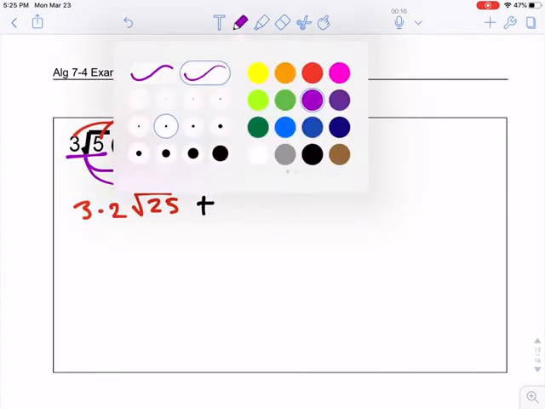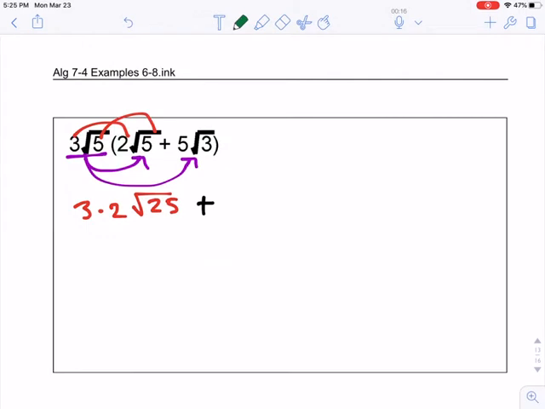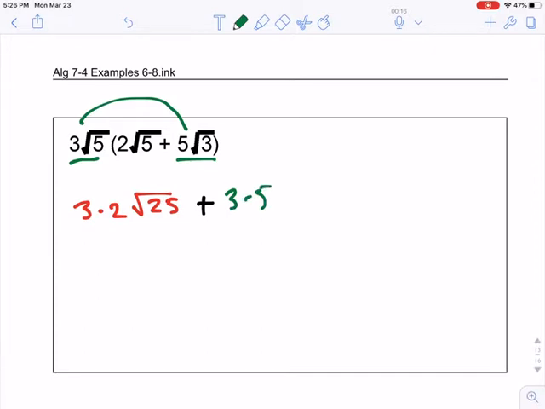No, we'll do it in green. The other one in green here. So now I'm going to take these, get rid of all this, and I'm going to multiply this by this. So I'll do my 3 times 5. And then I'm going to do my square root of 5 times my square root of 3.